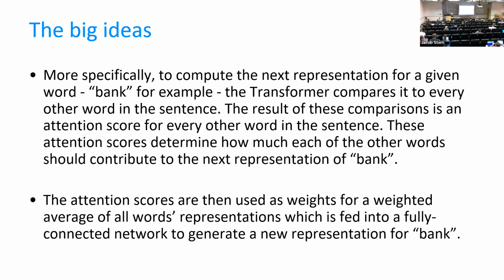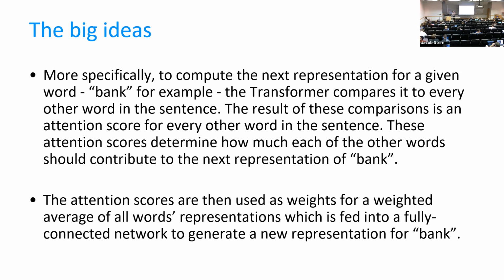And so in order to know, for a person or a language model to know which bank we're talking about, you need information from the context. And so to do that, what the transformer will do, and we kind of saw examples of this with attention already, is we will compare the word bank to every other word in the sentence. And the result of those comparisons gives us an attention score, which we will use as a weighted combination of all of the other words to create a new updated embedding for the word bank.